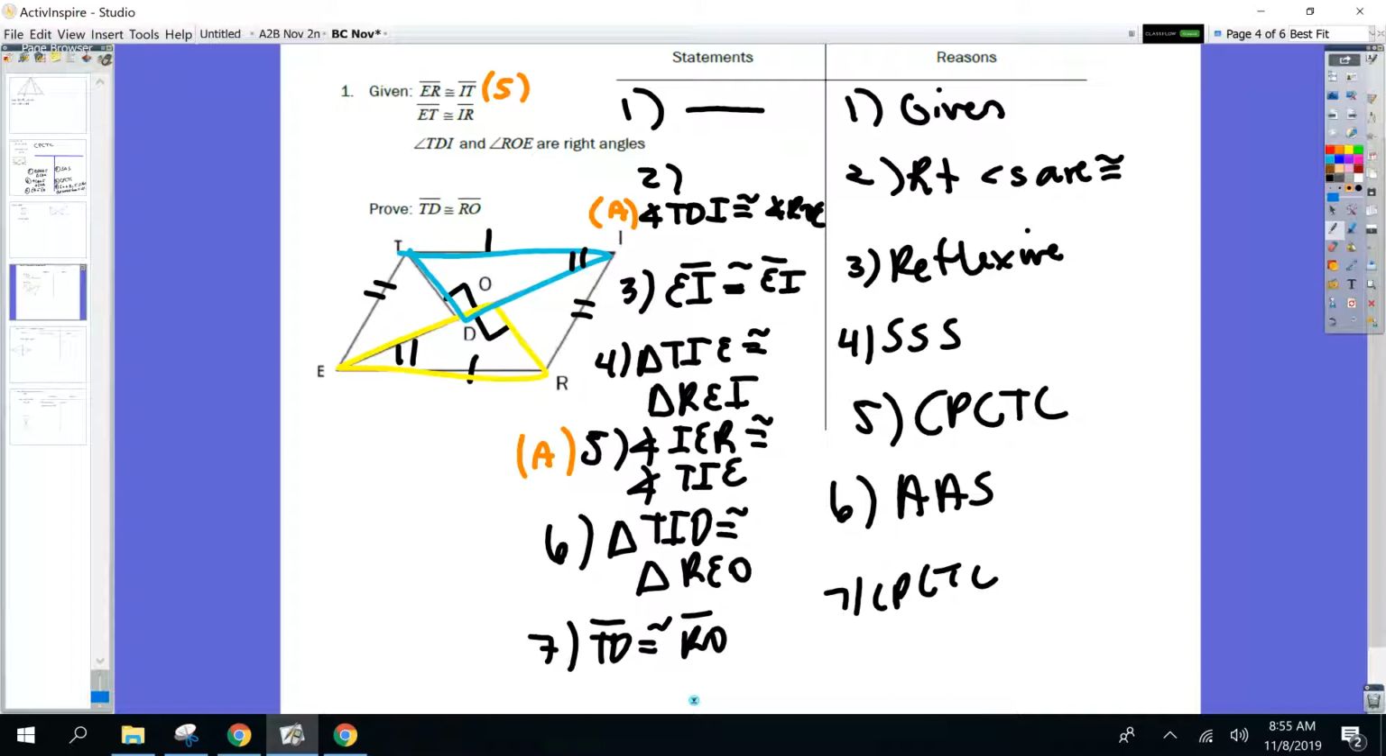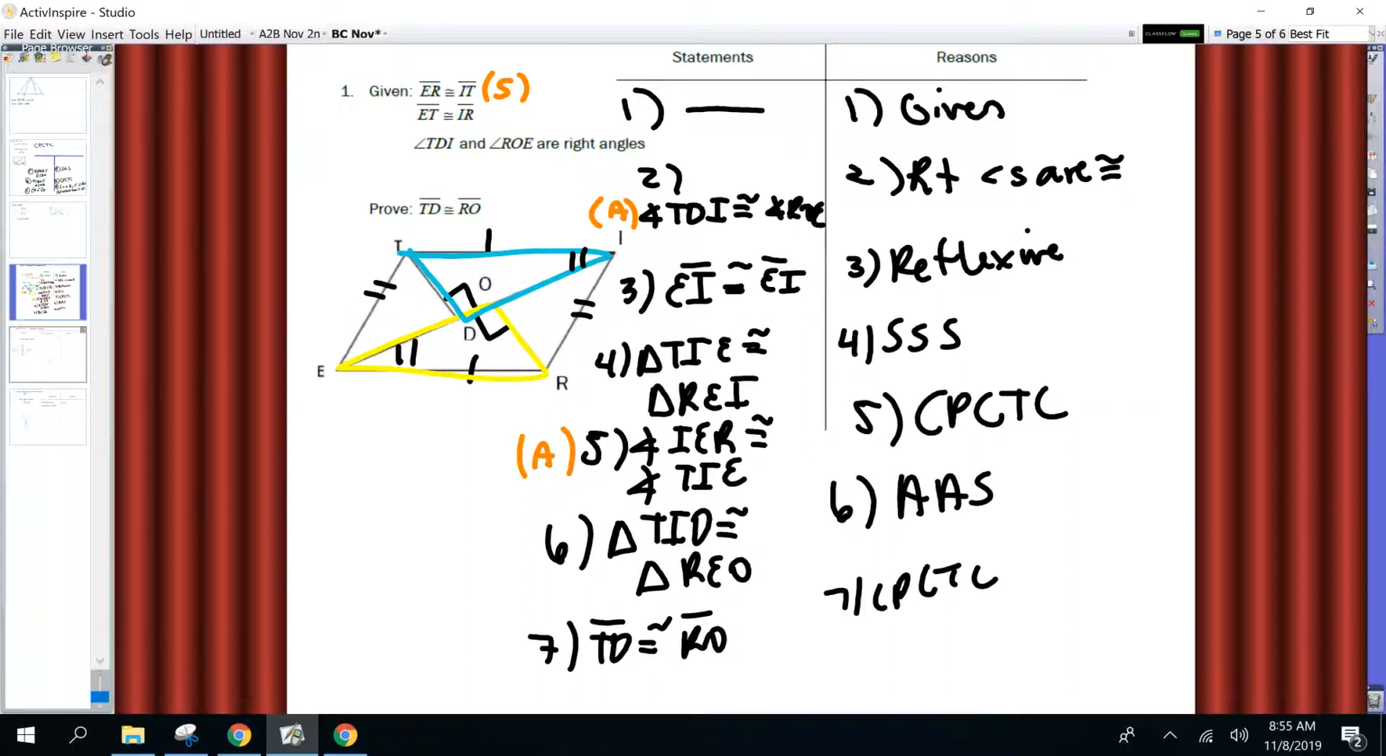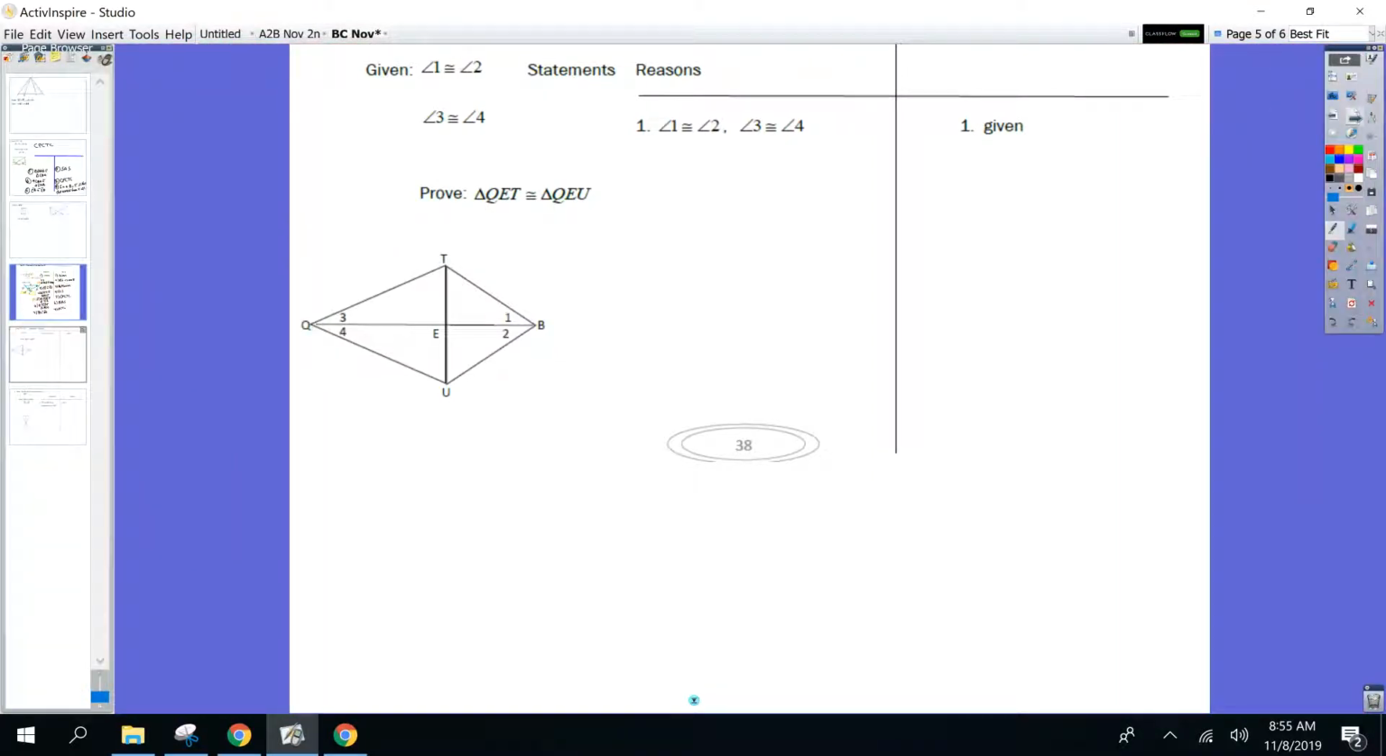Okay? All good so far. All right, let's keep grinding. Here we go. 1 congruent to 2. 3 congruent to 4. And we're trying to get QET and QEU congruent.